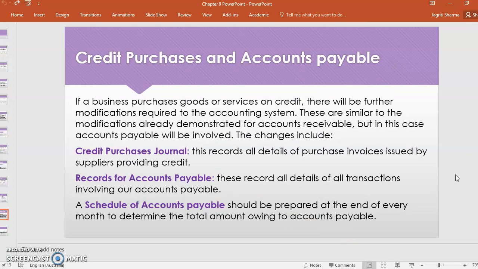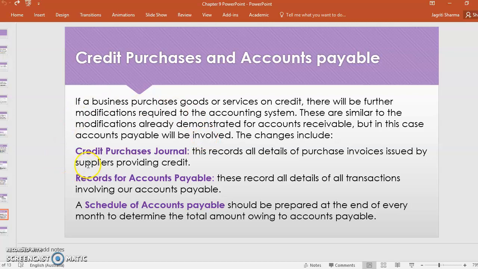Credit purchases and accounts payable. Now as we did sales, we're doing purchases now. So if a business purchases goods or services on credit, there will be further modifications required to the accounting system, so they need to make a purchases journal. Again, only the purchases that are done on credit go into this journal. Otherwise if it's a cash purchase, it goes into the cash payments journal.